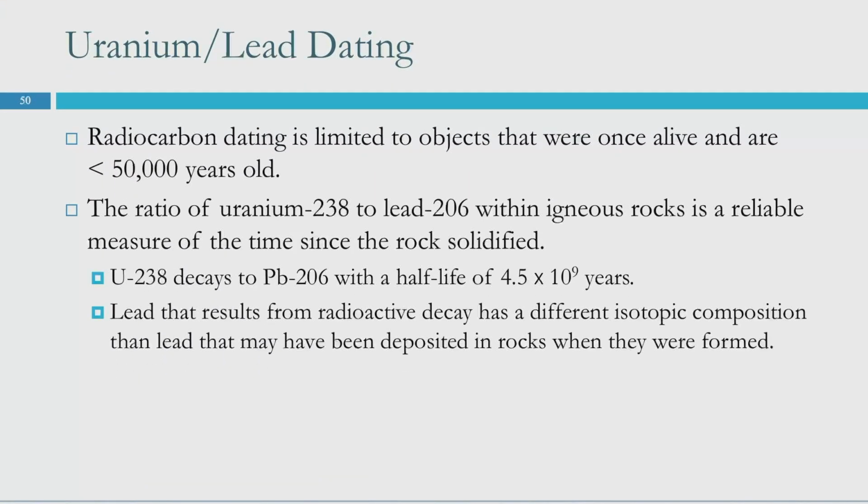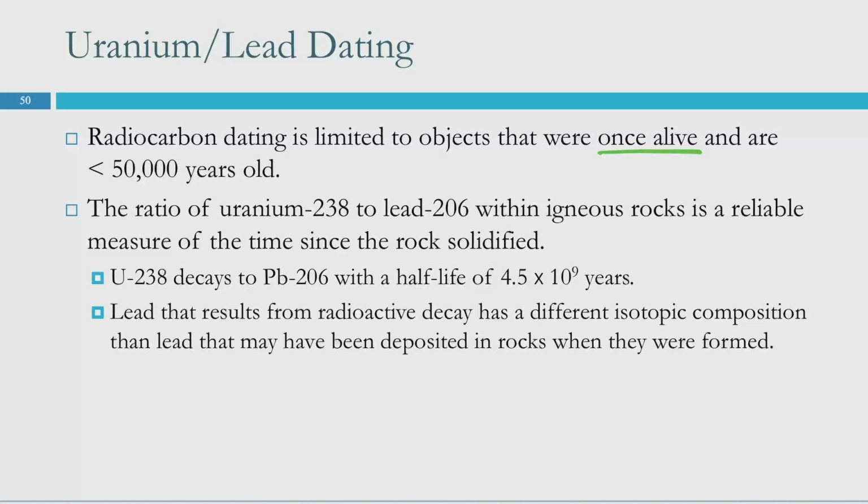Again, radiocarbon dating is limited to objects that were once alive. So a scroll makes sense because it would have been made from either animal product or from a plant, papyrus or something, or a tree or other pulp. So it would have been alive at some point and probably pretty recently to when it was made. And we're also limited to things that are less than about 50,000 years old.